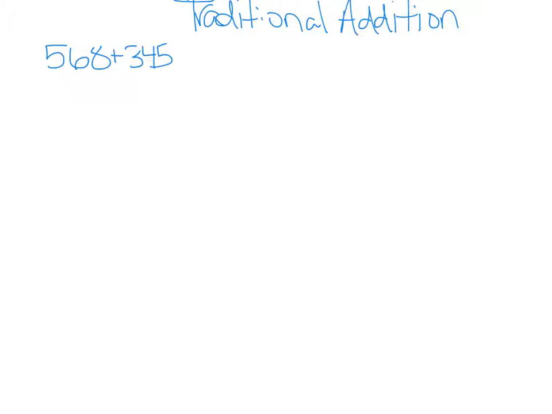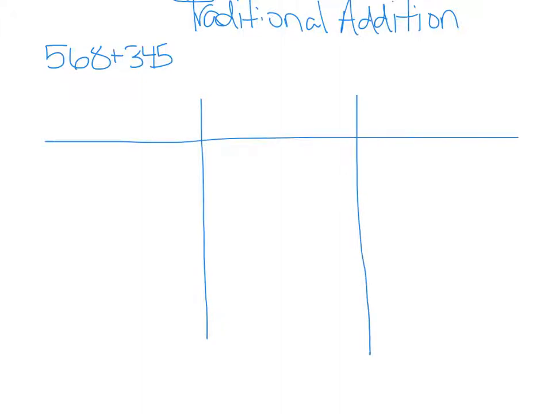Okay, so the first thing that I'm going to do is, just like I did a few minutes ago, I'm going to draw some columns here. Again, my greatest place value is my hundreds, so I really only need 3 columns. So I'm going to start here with my ones, and then next would be my tens, and then after that would be my hundreds.